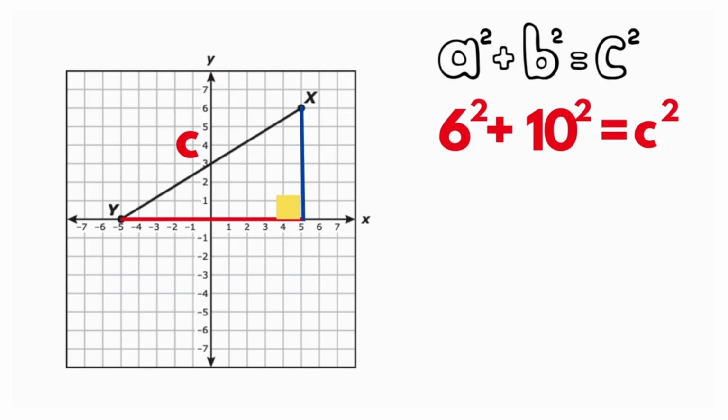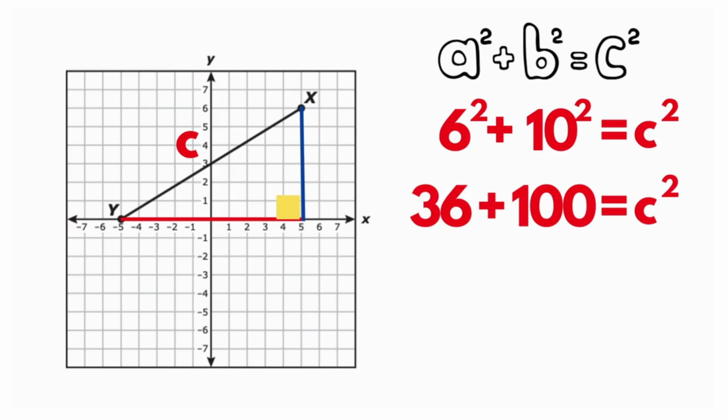Then we're just going to work through the theorem here. We're going to do exponents first. 6 squared is 6 times 6, 36. 10 squared is 10 times 10, which is 100. We add those together, we get 136 equals C squared.